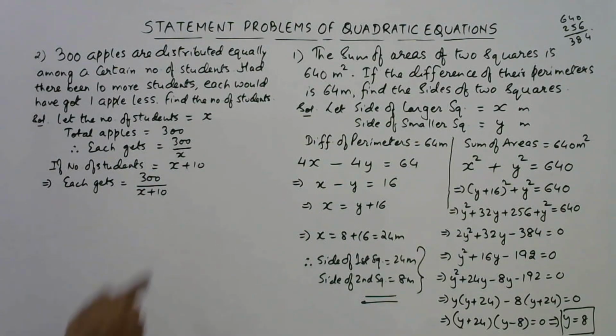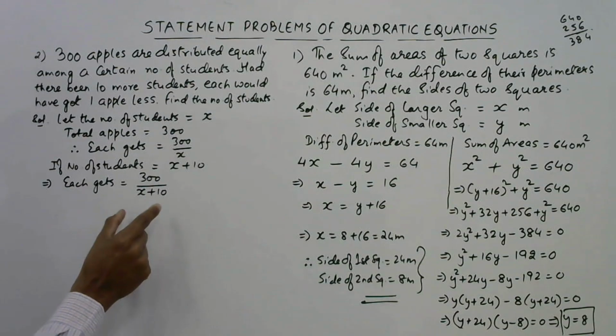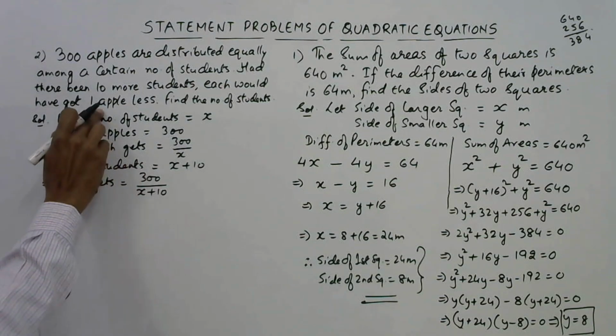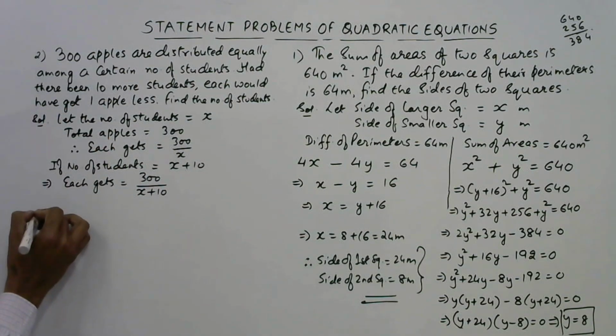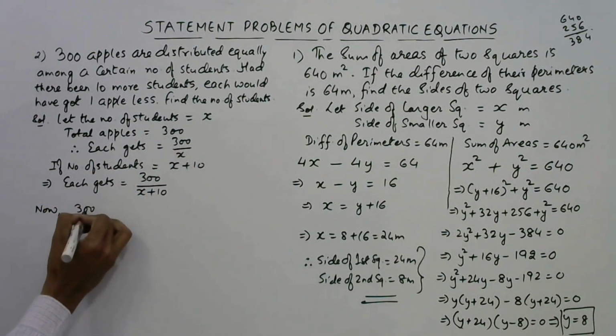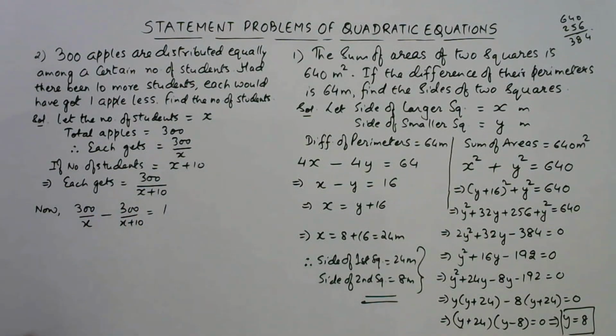Now which one of these two is more, 300 upon x or 300 upon x plus 10? Here the number of students has increased, so each gets less number of apples. So this is less and this is more. Difference between these two is 1 apple. So according to question, we have difference between these two, 300 upon x and 300 upon x plus 10. The difference is 1 apple, and all you need to do is to take LCM and solve this for getting the value of x now.